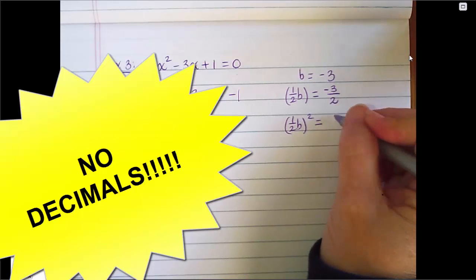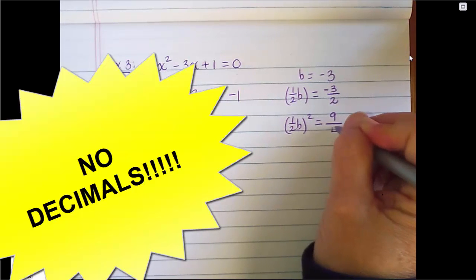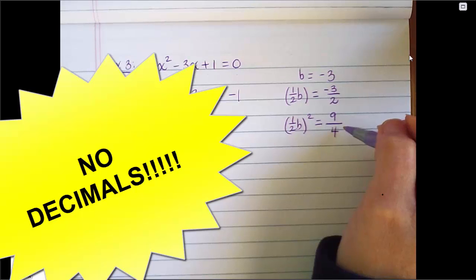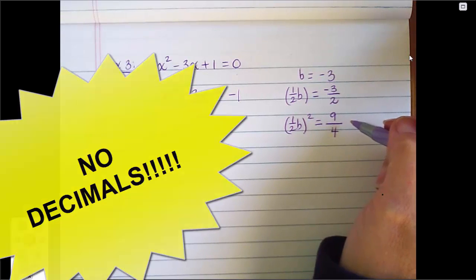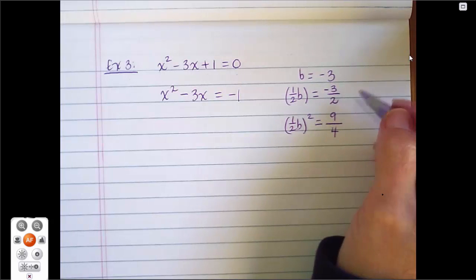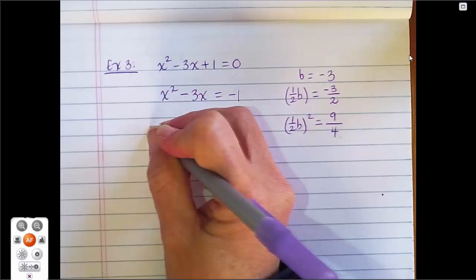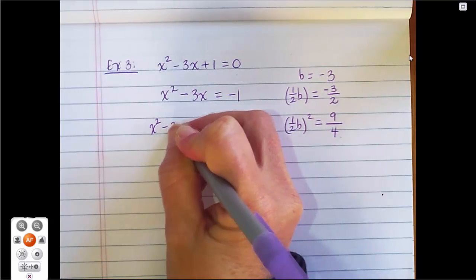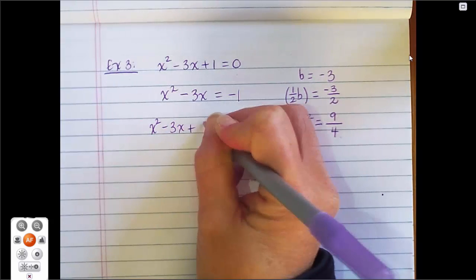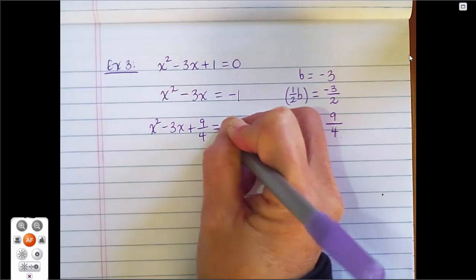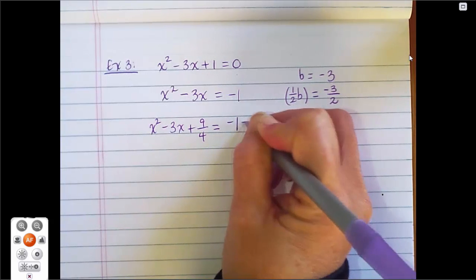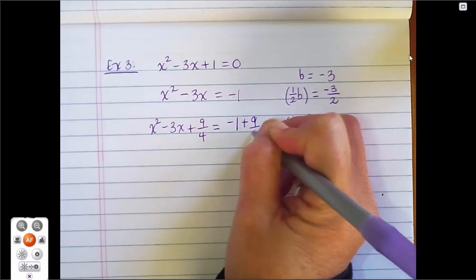Negative 3 squared is 9. 2 squared is 4. Again, leave that as a fraction. Do not use decimals. You won't be able to continue with decimals and you'll get really confused. Fractions work themselves out. My next step is to add the half b squared term to both sides. So I have x squared minus 3x plus 9/4 equals negative 1 plus 9/4.